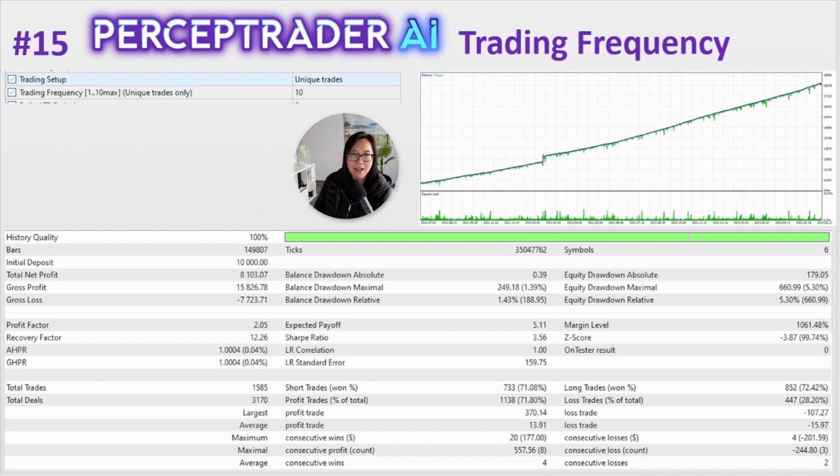The last test that I have for the unique trades mode is the trading frequency, and the default setting is set to 6.